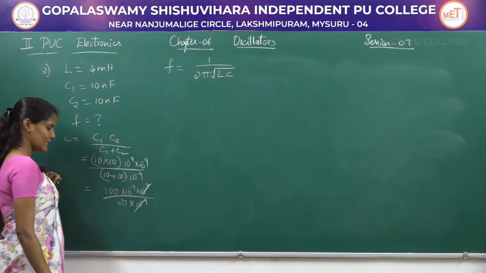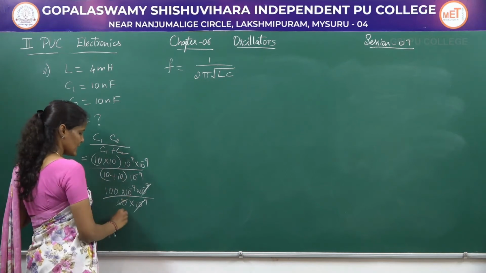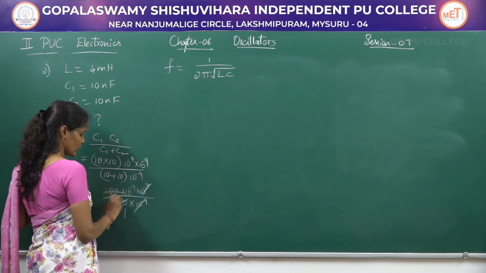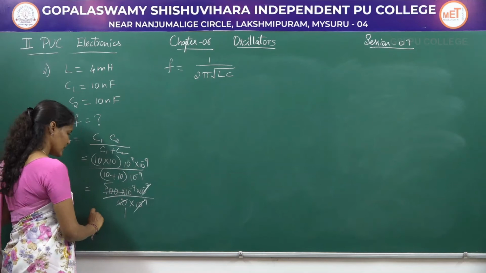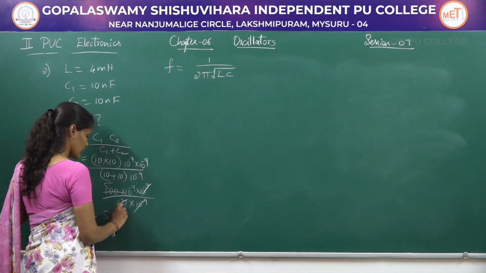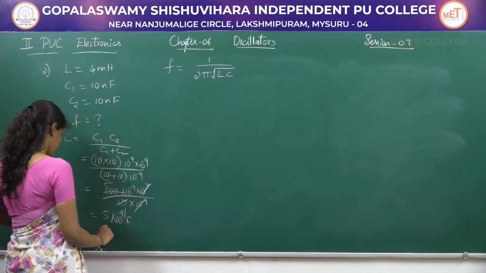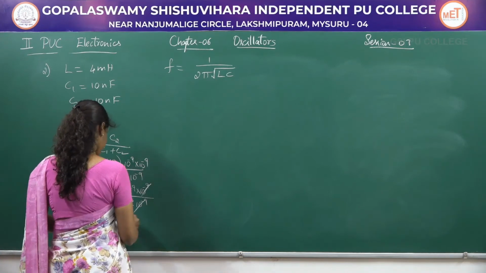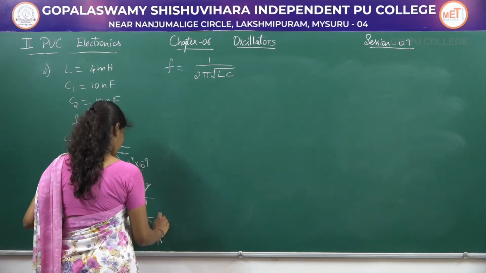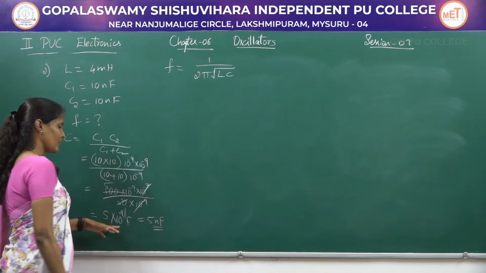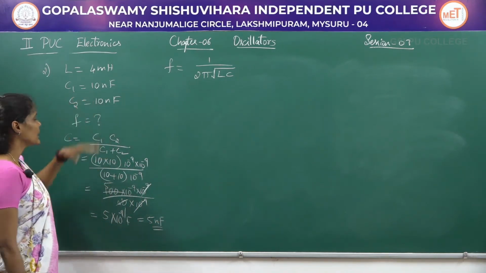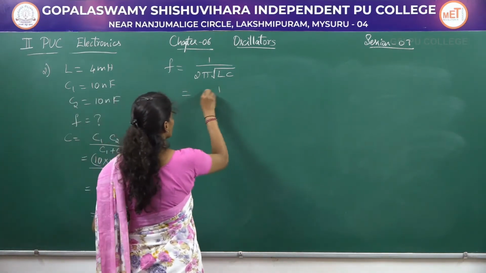So 10 power minus 9 gets cancelled. So this is equal to 20 fives are 5 into 10 to the power of minus 9 farad, or it is equal to 5 nanofarad. So for this capacitance value and for the given inductance, you have to find out this frequency.